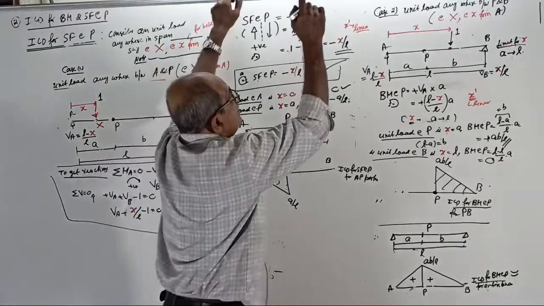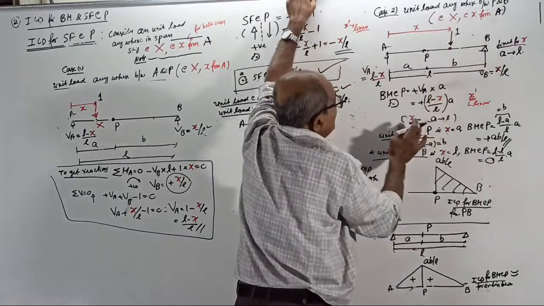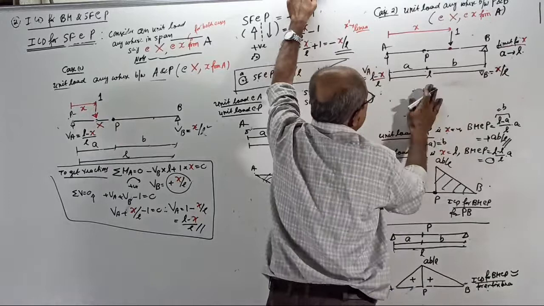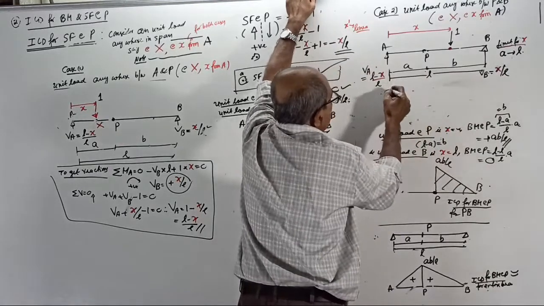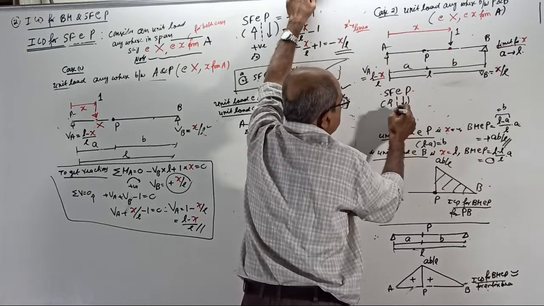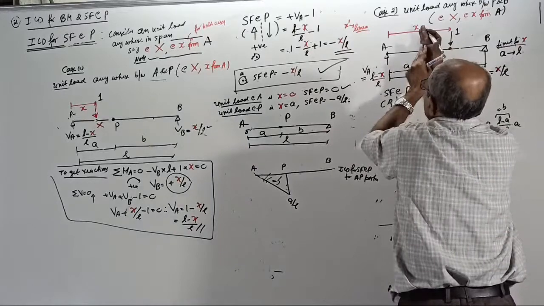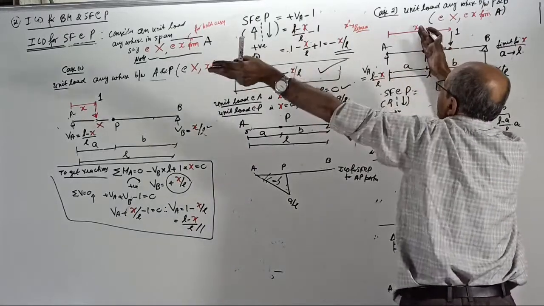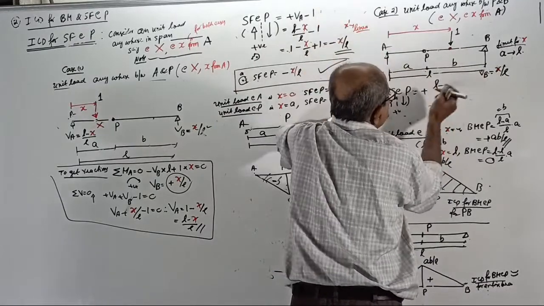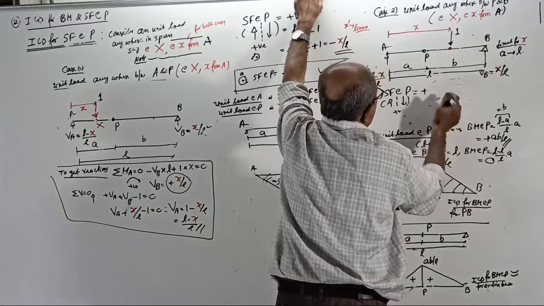Okay, now start. Unit load anywhere between P and B. Same statement; now the reaction will come the same. Now we want shear force at P, left up, right down positive. For shear force at P, it is better to look this side. See here, easy side. How much? Plus (L minus X) divided by L. Or if you write, it is plus VA.